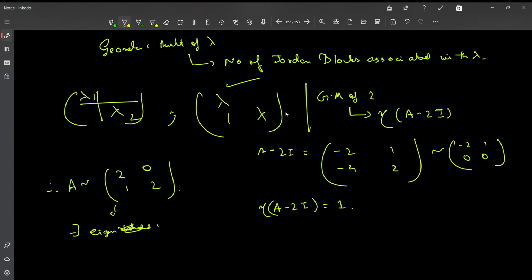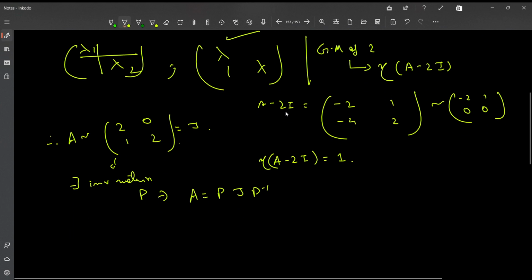There exist eigenvectors. I should be precise, or let me not talk about this in this way. There exists an invertible matrix, let's say P, such that A is equal to P J P inverse. This is J. How to calculate P? We need to just find a basis.